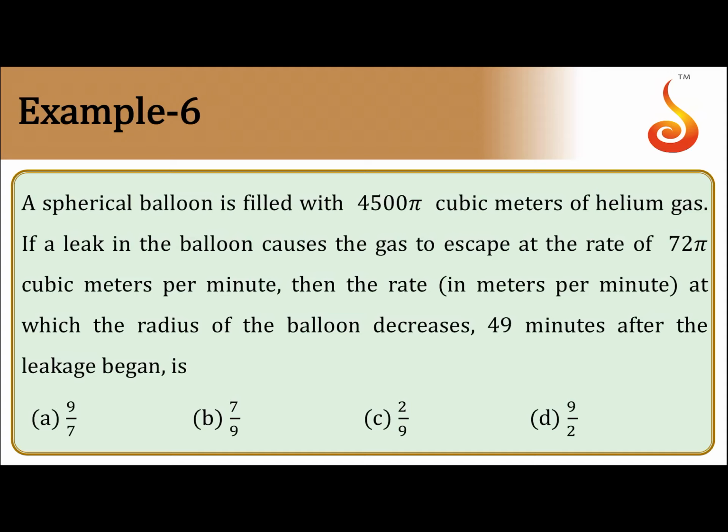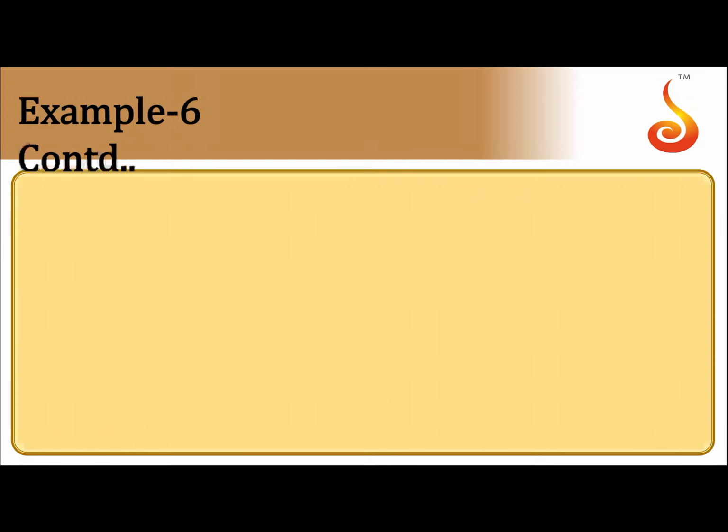cubic meters of helium gas. If a leak in a balloon causes the gas to escape at a rate of 72 pi cubic meters per minute, then find the rate at which the radius of the balloon decreases 45 minutes after the leakage. So really a good problem, because the main data here is 49 minutes.